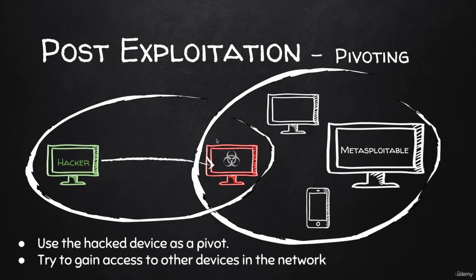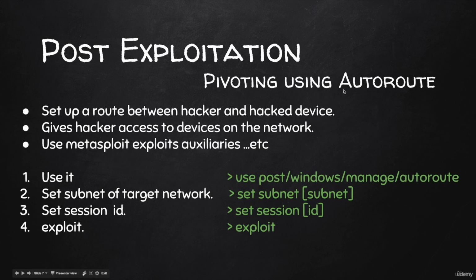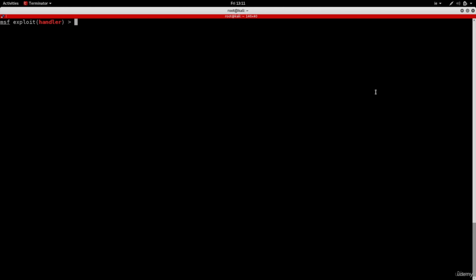What I'm going to show you today is how to set up a route between the hacked computer and your computer so that you can use any Metasploit auxiliary or module against this big network. So we'll be able to use Metasploit exploits, we'll be able to use port scanners that come with Metasploit, and other useful modules. To do that, we're going to use a module called AutoRoute. Let me show you first how, if I try to run an exploit on the target Metasploitable computer, it's not going to work because it's not visible to me.